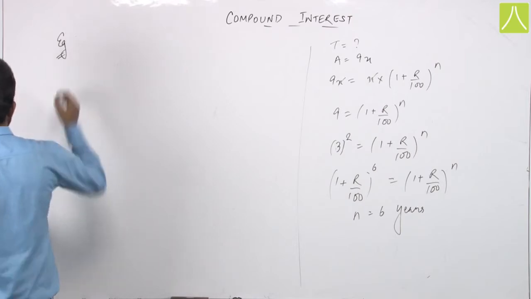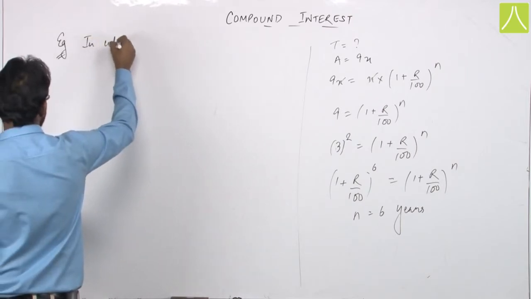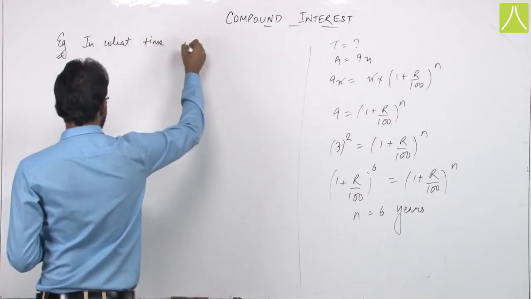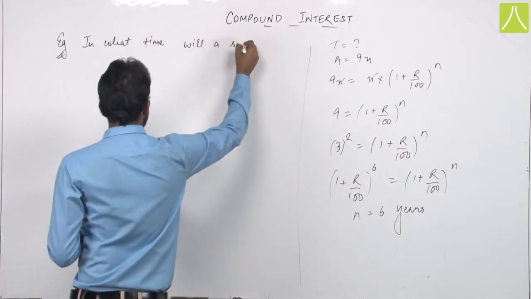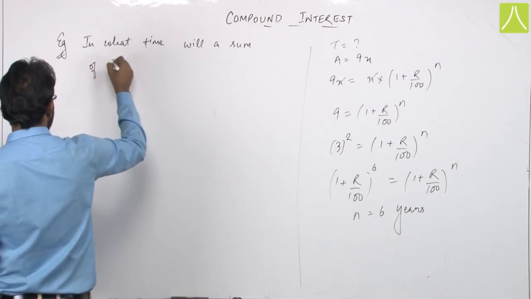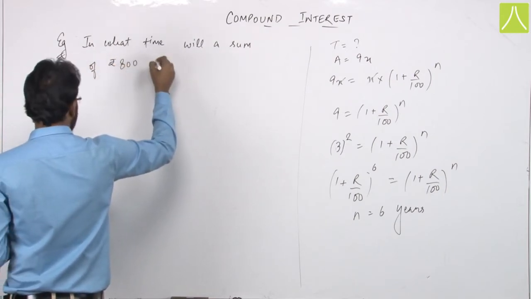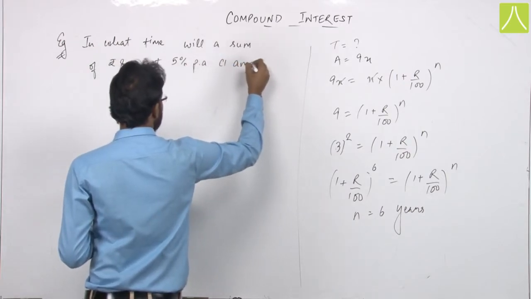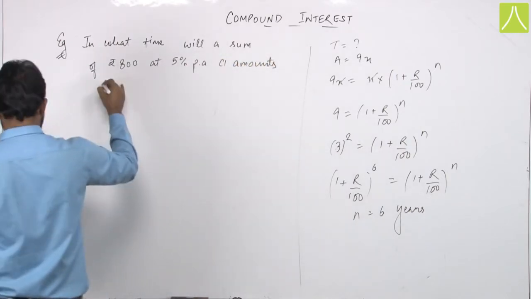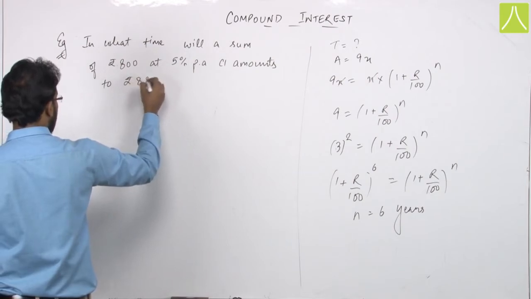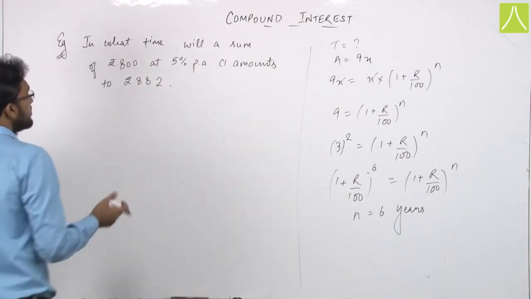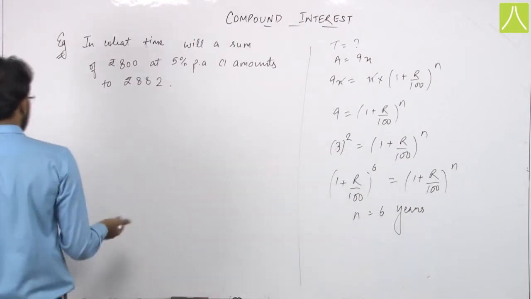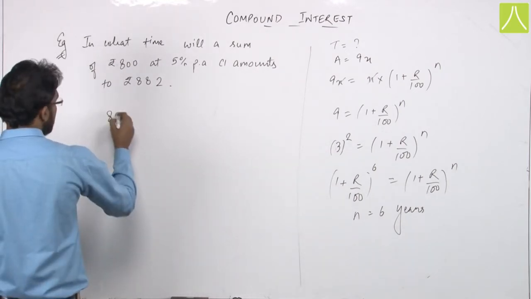Let's see another question. In what time will a sum of rupees 800 at 5% per annum compound interest amount to rupees 882? Now, this is the simple question in which we have been given the compound interest. If we have to calculate the time, we have been given the rate and everything. So the amount is equal to this.